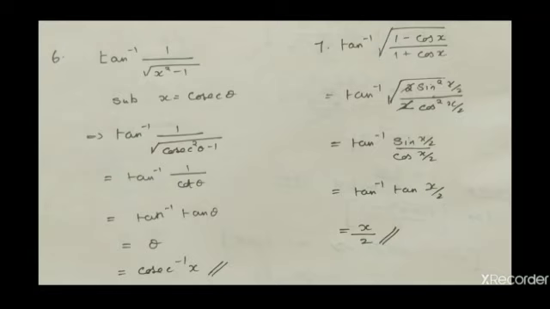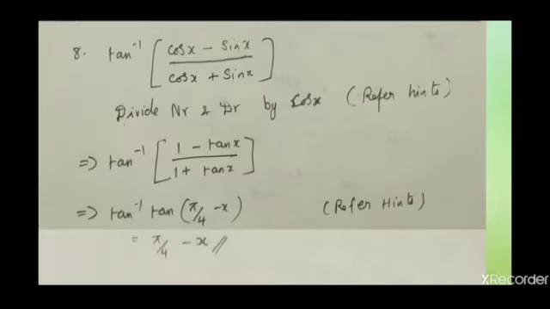Now look at the next sum, 7th sum. Tan inverse root of 1 minus cos x by 1 plus cos x. This is a very easy problem. 1 minus cos x is 2 sin square x by 2. 1 plus cos x is 2 cos square x by 2. So 2 gets cancelled, and when you take the root, the square will go off, and sin by cos gives you tan. Tan inverse tan gets cancelled. Answer is x by 2. So this problem has no substitution. It is direct simplification.